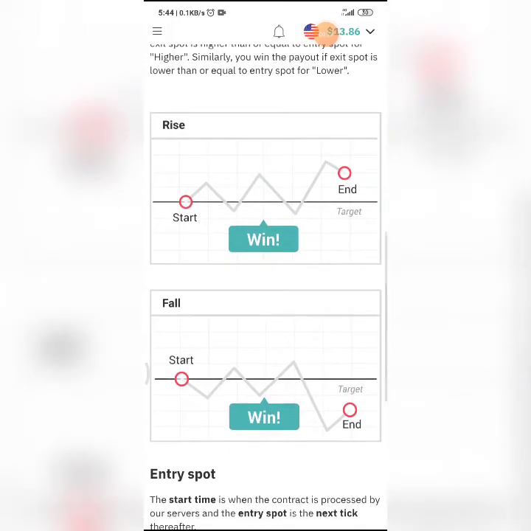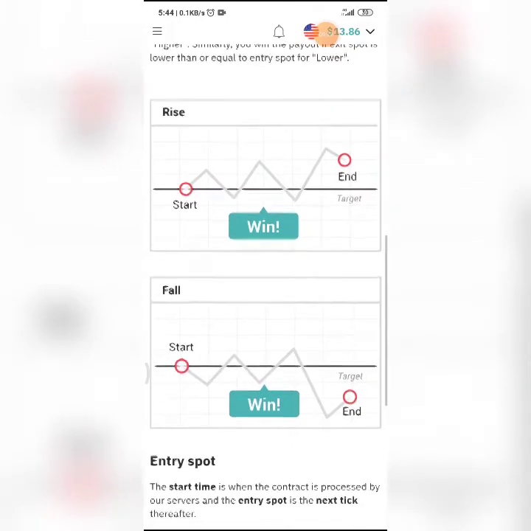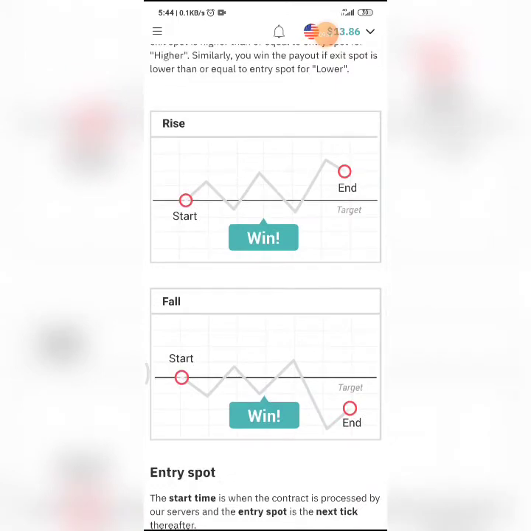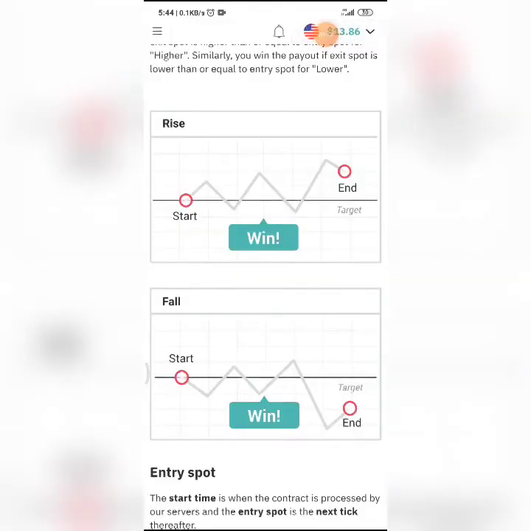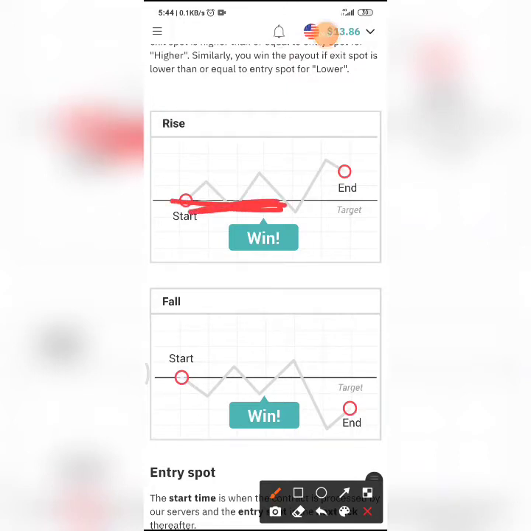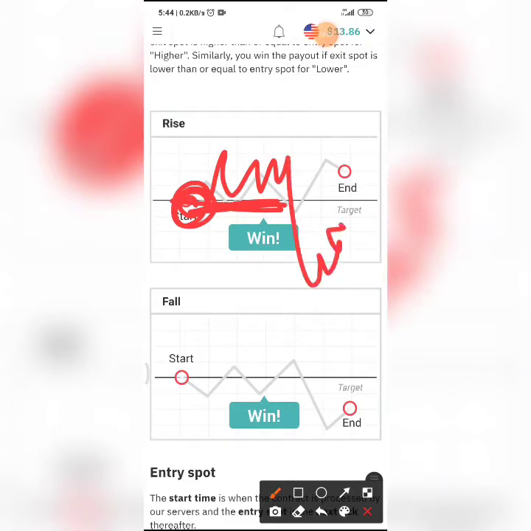So there are pictorial explanations here. It says if it rises, what it means is that if this is the entry spot over here, or this is where the market is, and you start from here. This is where you enter the market, and within that time frame it could be dancing, coming downwards, but when it gets to this end point, you should make sure that you are around here or anything above this line, and that means that you've won.